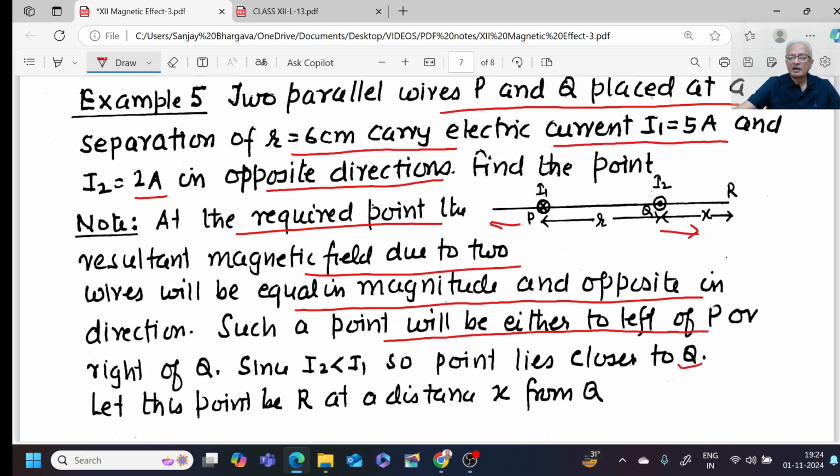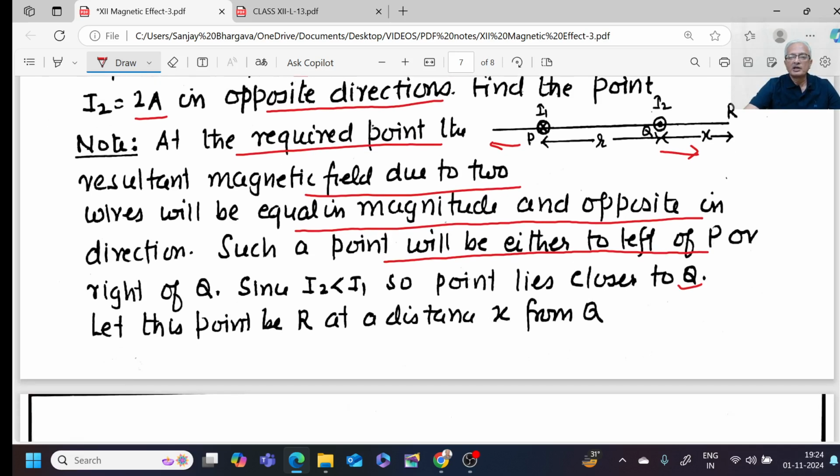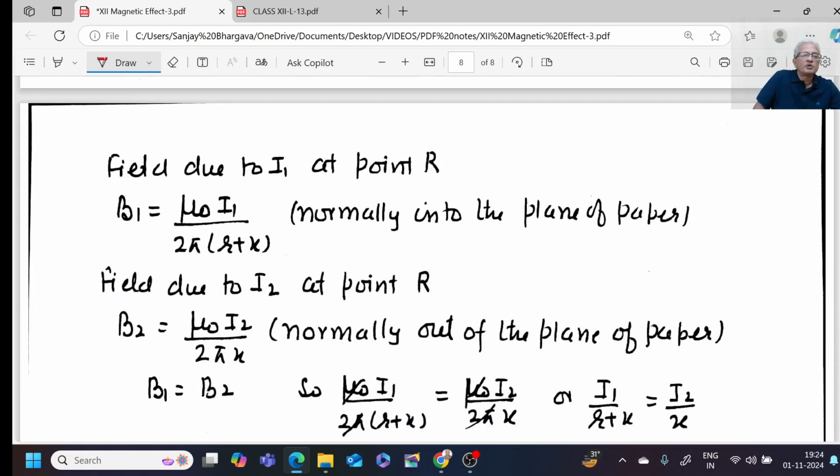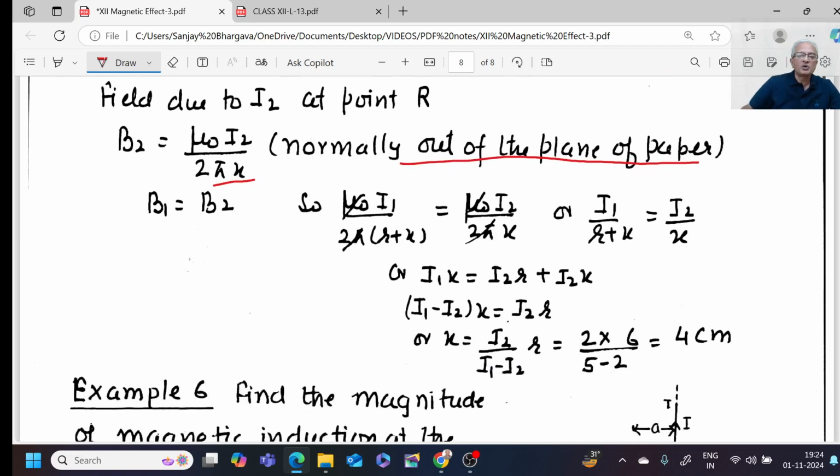Let this point be R at a distance x from point Q. Field due to I1 at R would be B1 equal to μ0 I1 upon 2π(R + x), normally into the plane of the paper. Field due to I2 at point R, B2, would be equal to μ0 I2 upon 2πx, normally out of the plane of paper. B1 and B2 both are equal in magnitude. So I can write μ0 I1 upon 2π(R + x) must be equal to μ0 I2 upon 2πx, or I1 upon (R + x) must be equal to I2 upon x.